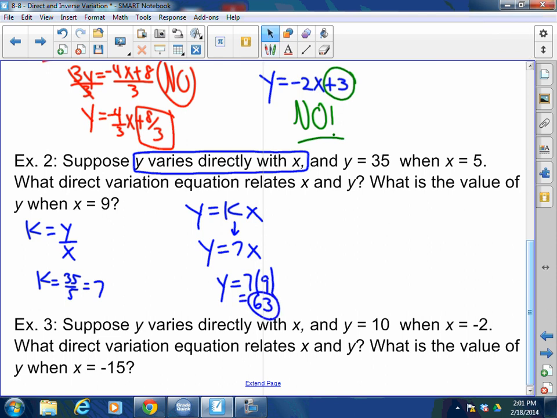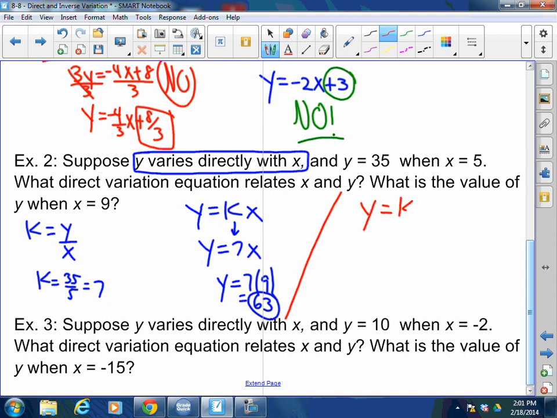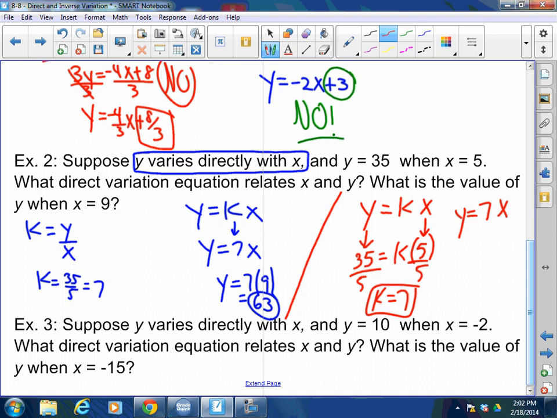Now, Mr. Morrow, I'll be honest with you. This is easy. I like it. But I don't know if I'm going to remember that k formula. There's a lot of equations. You're right, brothers. So, worst case scenario, plug and chug. Y is 35, right? I don't know what k is. That's what I'm looking for. X is 5, right? Solve for k. K still is going to equal 7. Y still equals kx. Y still will equal 63 when x is 9.